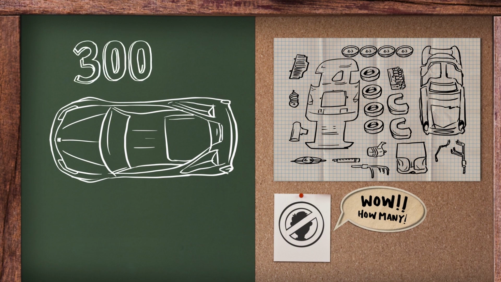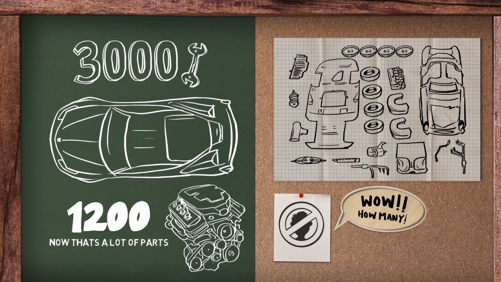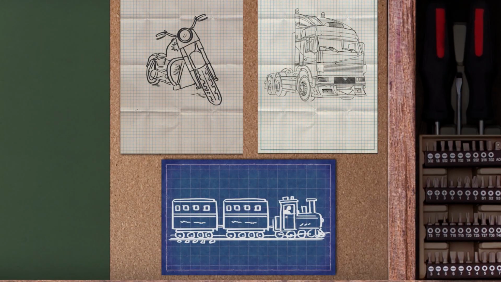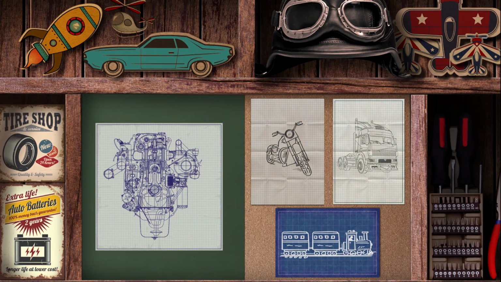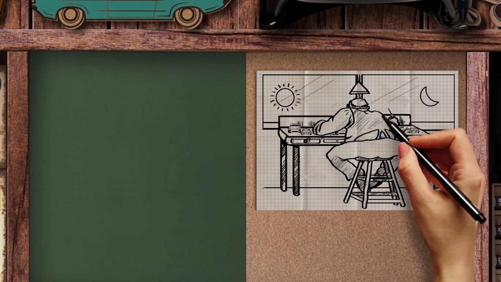An average car is made up of around 3,000 parts. He said the engine alone had 1,200 parts. Wow! He then showed me drawings of bikes, trucks, and trains. They all had so many parts. It must take him a long time to put it all together.